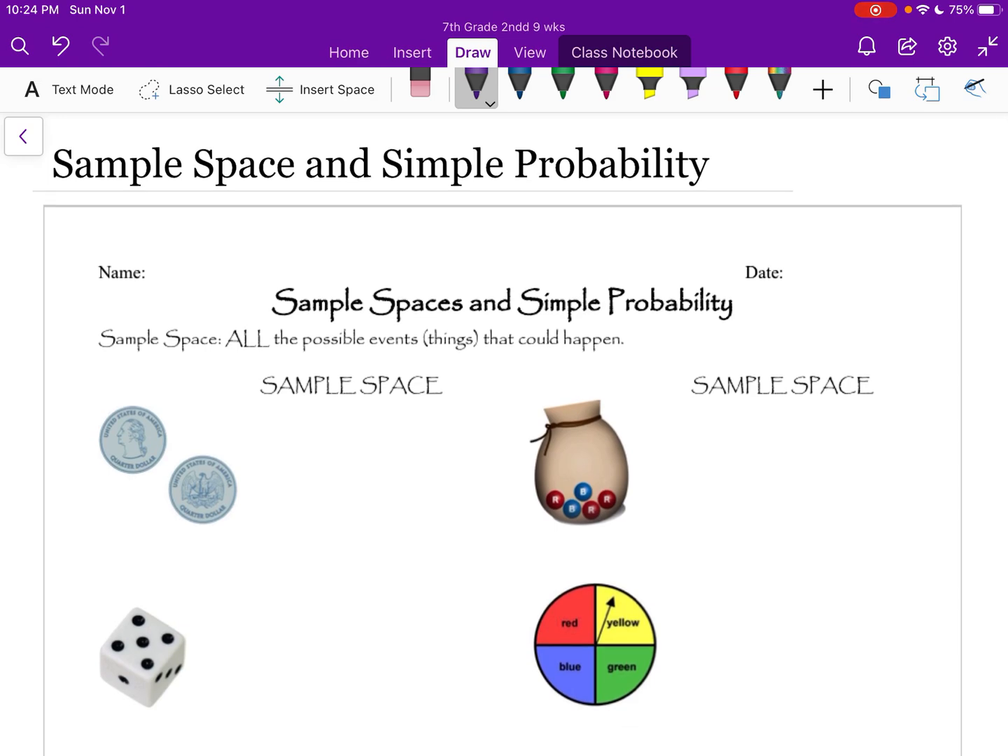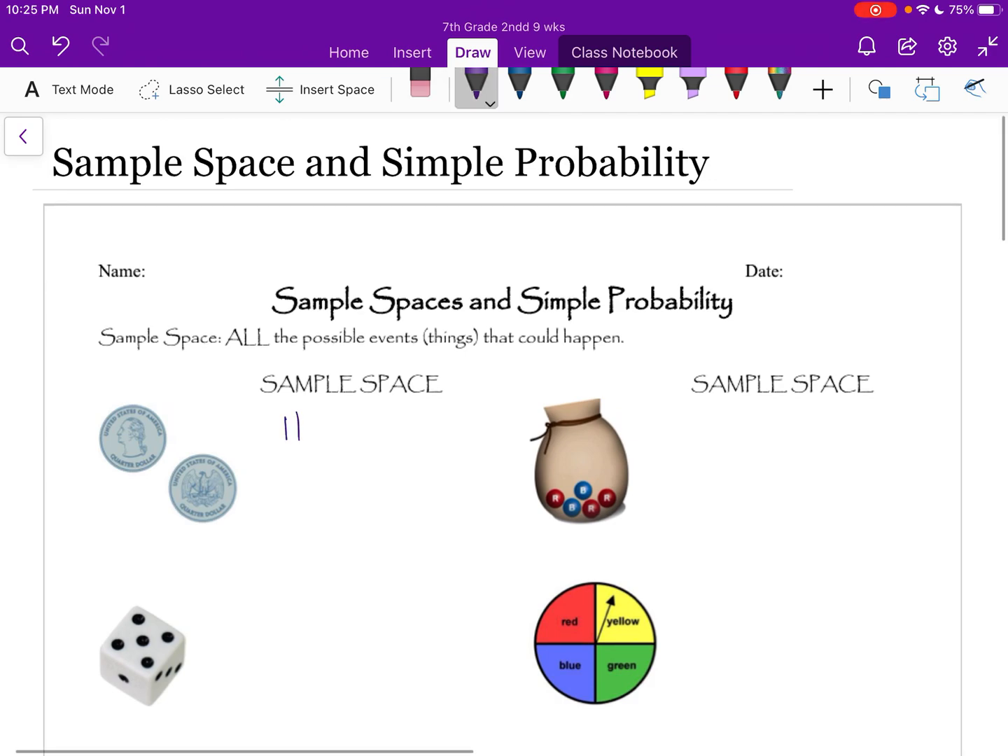Today we're going to be looking at sample spaces and how we can use sample spaces to find simple probability. A sample space is basically all the possible events or things that could happen. For instance, if we flip a coin, two things can happen. We can get heads or we can get tails, and that is literally what the sample space is.